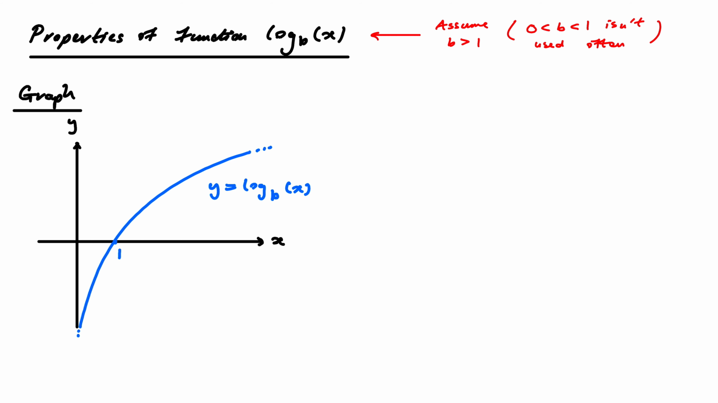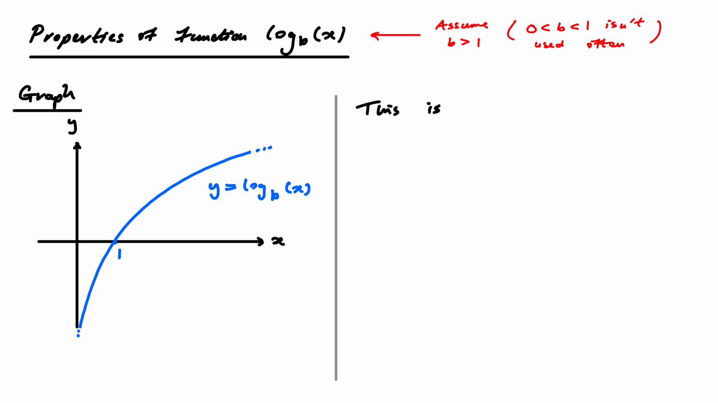Why is that the case? It's because b to the 0 is equal to 1, so log to the base b of 1 is equal to 0. Now, why is this the graph? I think it's important you understand this, because it might be hard to remember this graph. So remember, this is the inverse to the function b to the x. And we know what the graph of b to the x is. Because b is strictly bigger than 1, it's going to be this exponential increasing graph. So it's an inverse, so it's a reflection in the line y equals x.